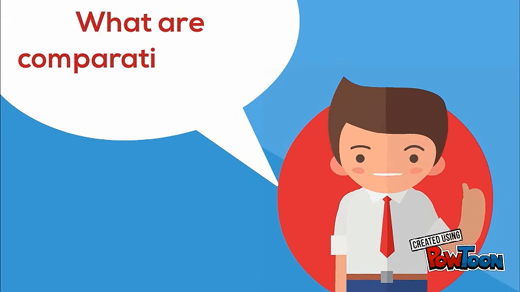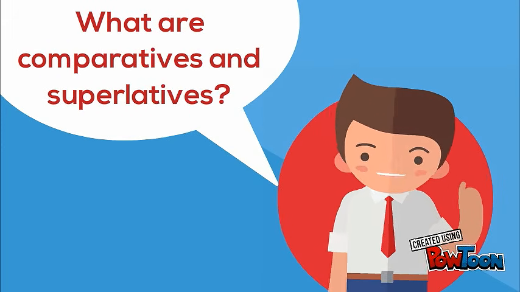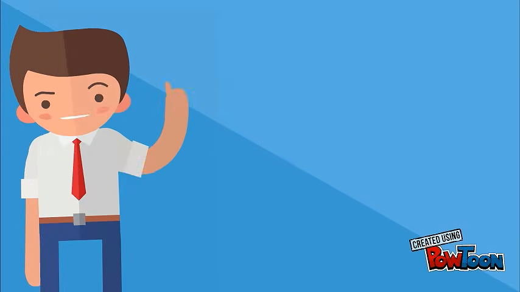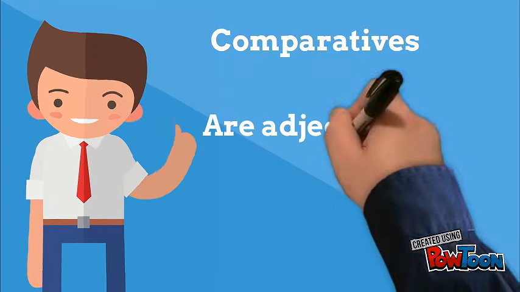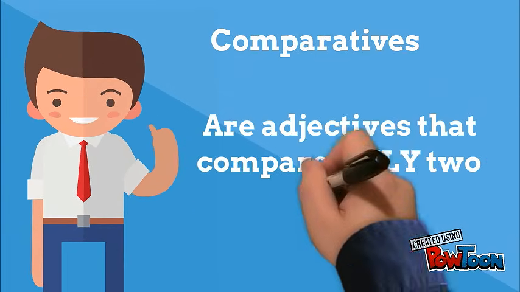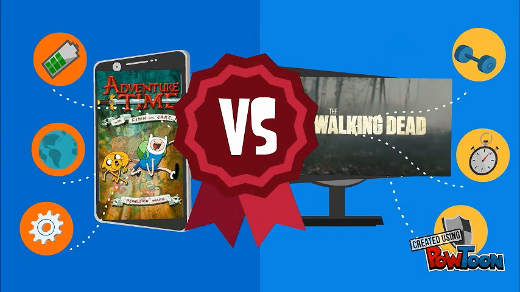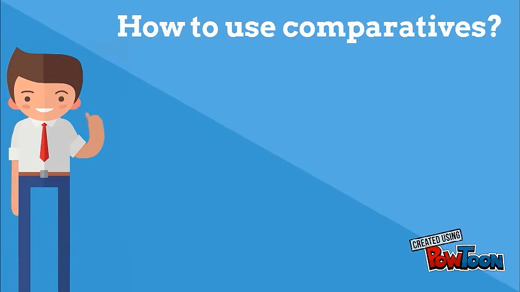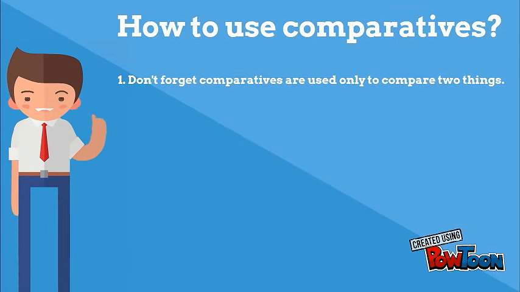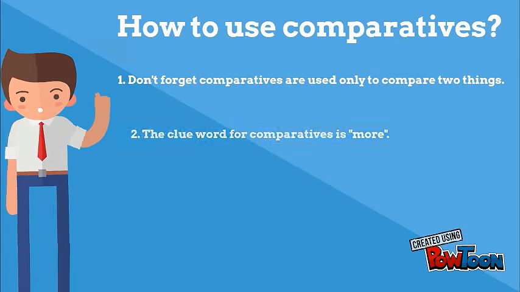What are comparatives and superlatives? Well, comparatives are adjectives that compare only two things. It's like comparing cartoons and TV series. How to use comparatives? First, don't forget comparatives are used only to compare two things.